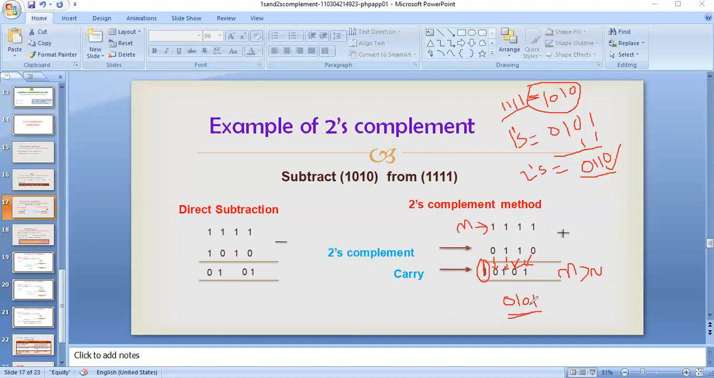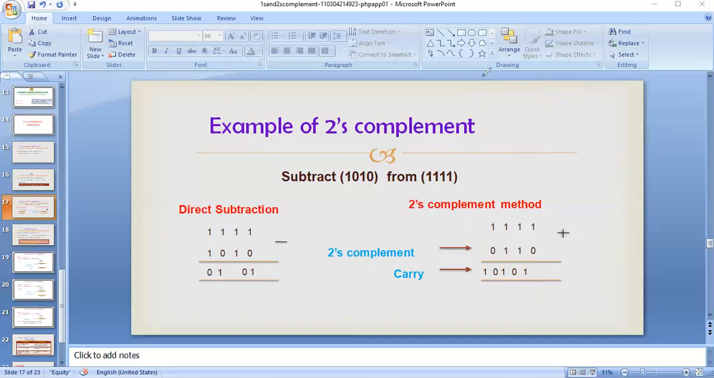So you may check this answer. 4 ones means 15 in decimal, and 1010 means 10. So 15 minus 10 gives 5 in decimal. 0101 means 5, which is the decimal equivalent. So in the m greater than n condition, we get a positive result. This is the 2's complement method of subtraction for binary numbers.